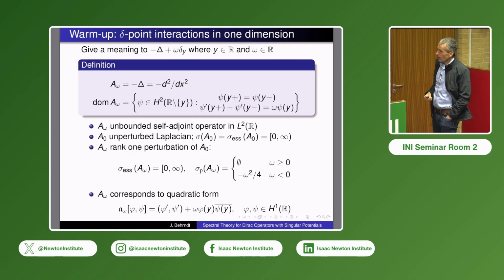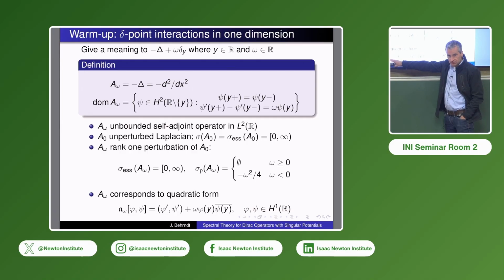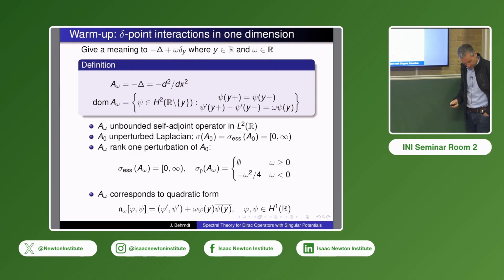Okay, so another way you find in many textbooks to introduce this operator is via quadratic form methods. Here's the corresponding quadratic form, which has the gradient, the first derivative, taking care of the Laplacian. And this boundary term here gives rise to the delta, basically. And so this operator up here is just the one representing this form. This would be another way to approach the whole thing.